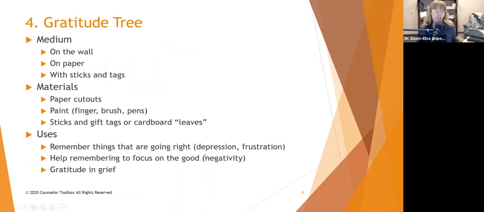A gratitude tree can be done on the wall, with sticky notes, and every day people come in and have to add another sticky note or leaf to the tree, identifying something that they are grateful for that day. You can do it on paper. You can create your own gratitude tree that you fill out on a daily basis at the end of the day, maybe. Or you can do it with sticks and tags, and this is my favorite way because I like sticks and using present tags to create the leaves.